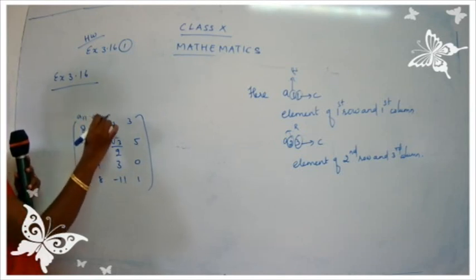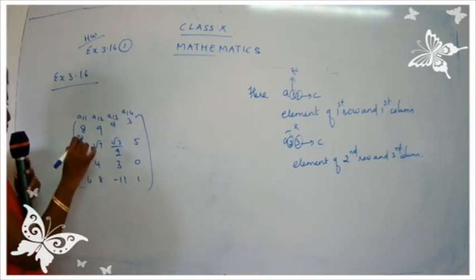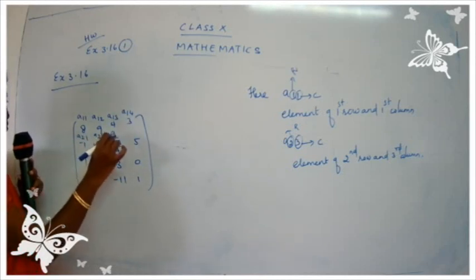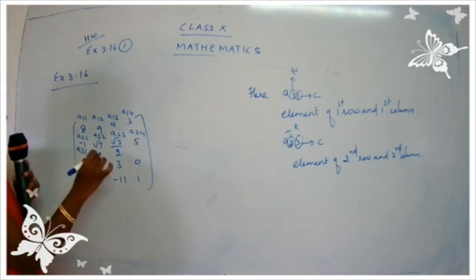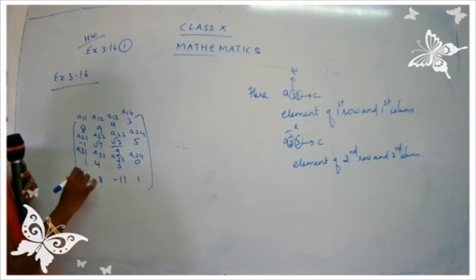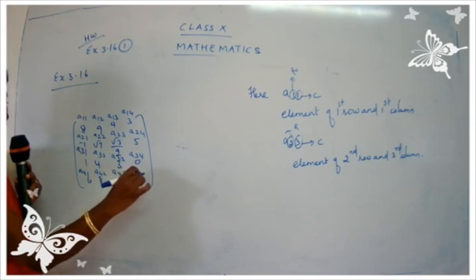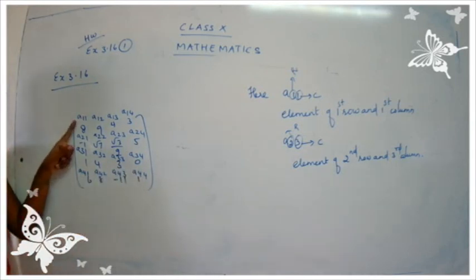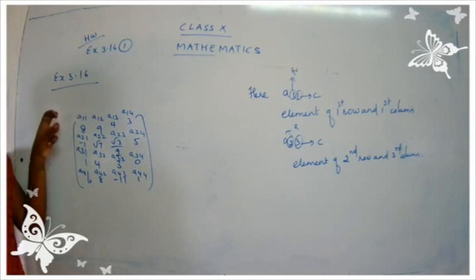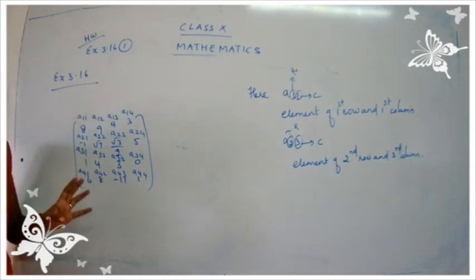A11, A12, A13, A14, A21, A22, A23, A24, A31, A32, A33, A34, A41, A42, A43, A44. First of all, you write down the elements, the general form in the question with the help of a pencil. You have to use your pencil, and after that you can identify. Now what is the first thing given?